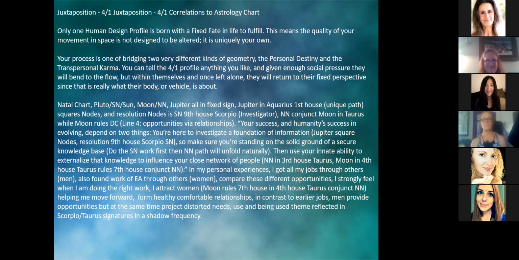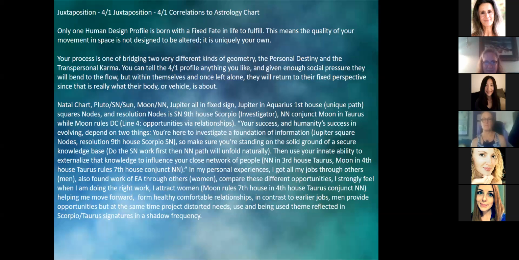So that's really interesting because if you see my astrology chart, I have Pluto, South Node, Sun in Scorpio, Moon, North Node in Taurus, and Jupiter in Aquarius. So it's all fixed signs. And Jupiter is in the first house, so that's about exploring my unique path. Jupiter squares the nodes, and the resolution node for my skipped step is the South Node in 9th house Scorpio. So that's about the investigator.